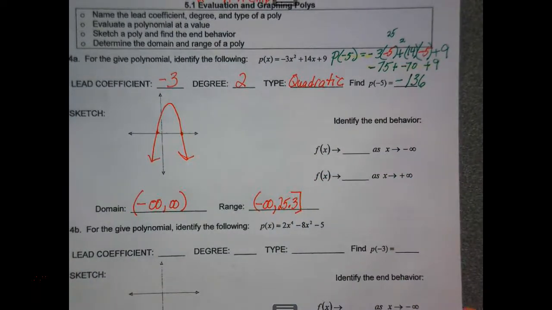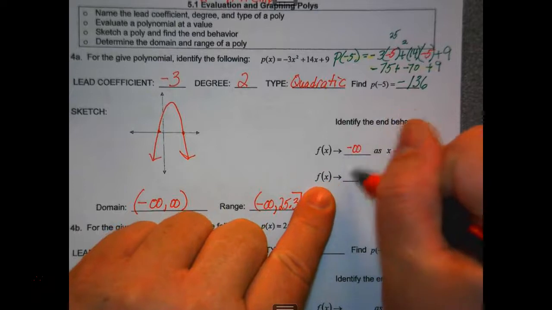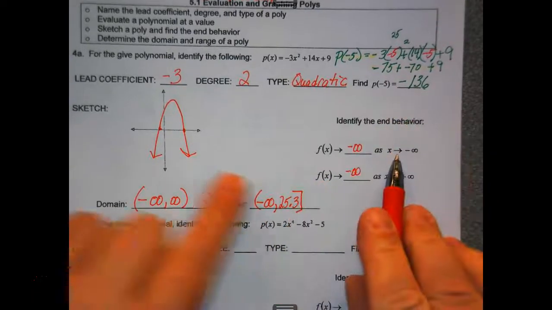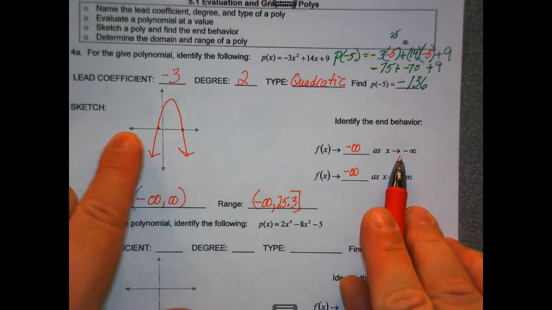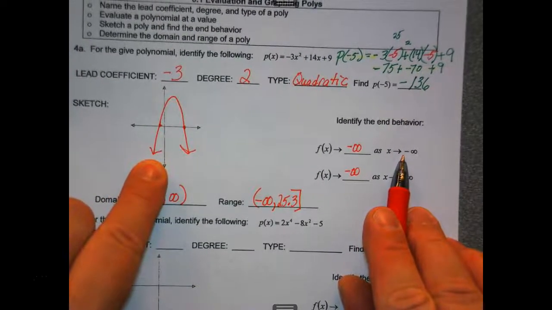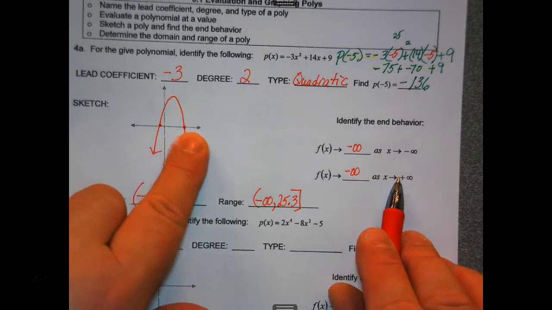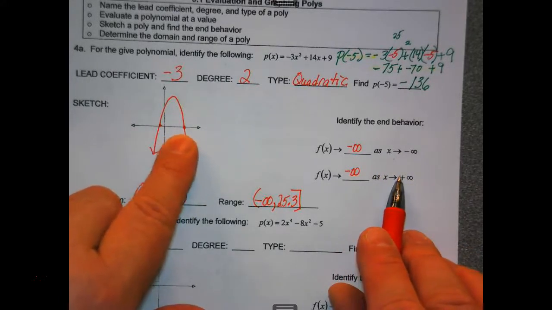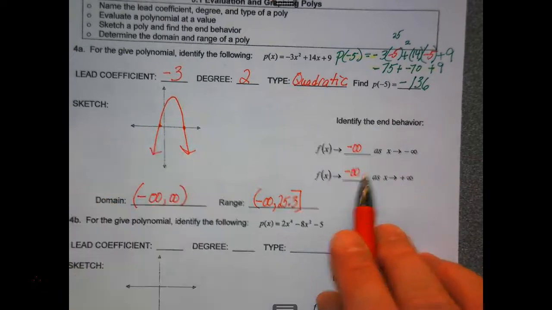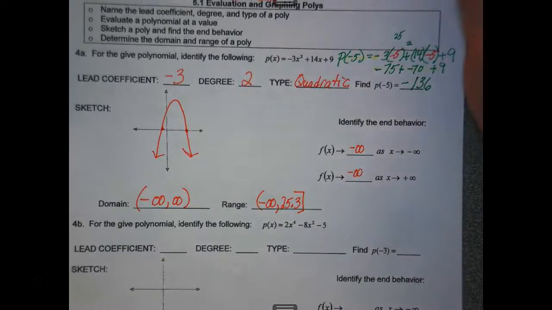Okay, and then the end behavior. Both negative infinities. As my x goes to the left, the graph of my y goes to negative infinity. And as my x goes to the right, or positive infinity, my graph goes to negative infinity for the y. Guys, quiet down.